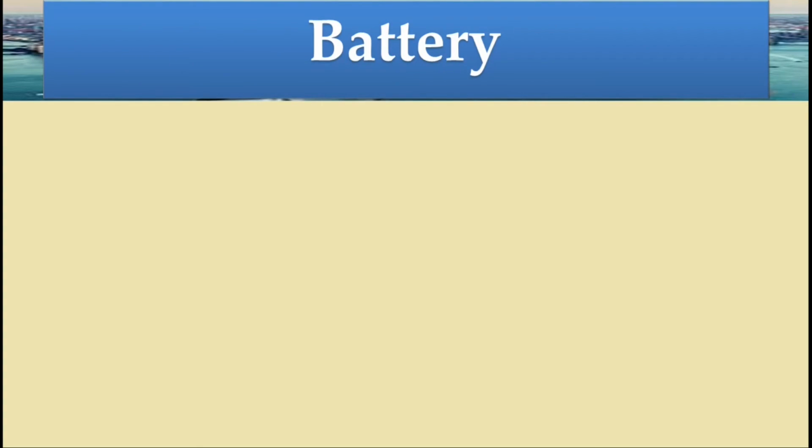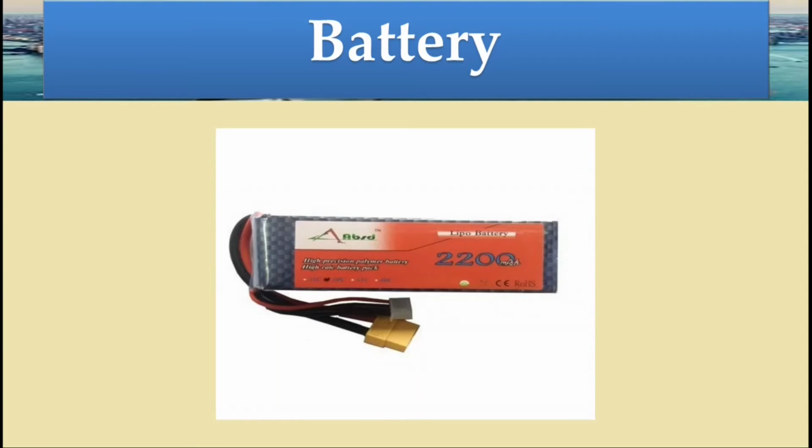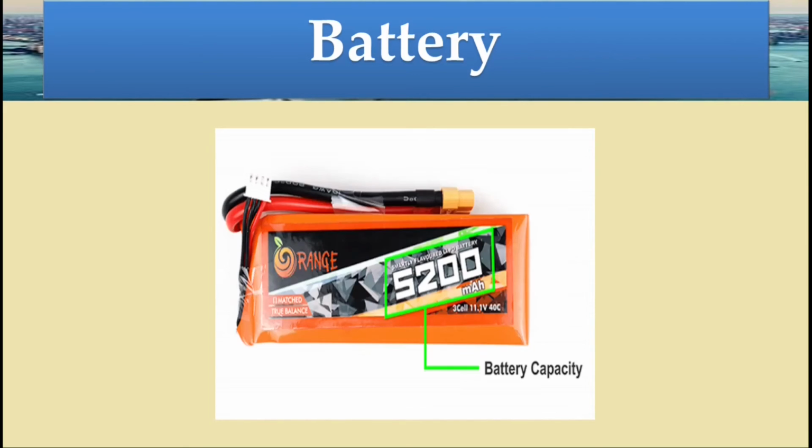To drive a drone, we also need power, and this power is provided by the batteries. As you can see on your screen, this is a 2200 mAh battery. You can use lithium batteries with a drone because these are lightweight and can reduce the weight of the drone. You can choose battery mAh as per your choice. As mAh is high, the drone flight time is more. As mAh is less, the drone flight time is less. This is a 2200 mAh battery. This is a 5200 mAh battery. Both these batteries are 11.1 volt batteries.